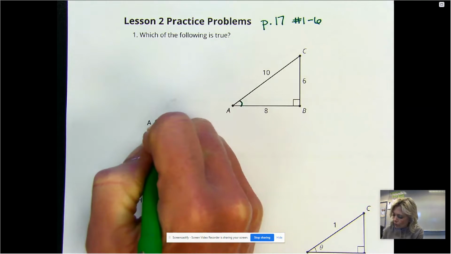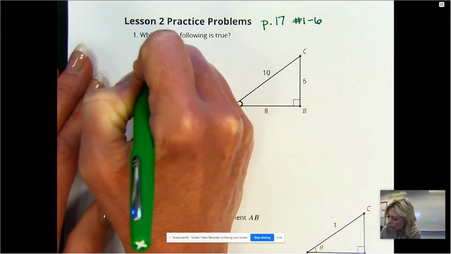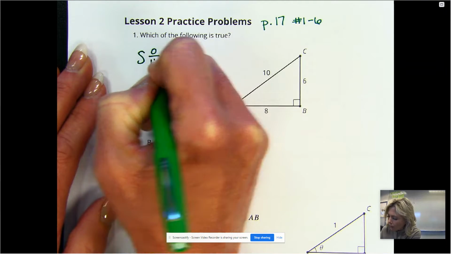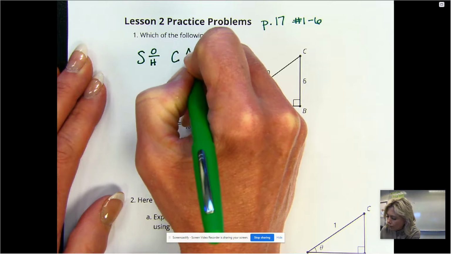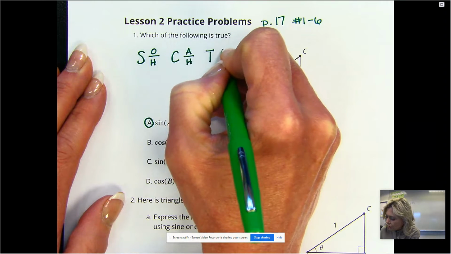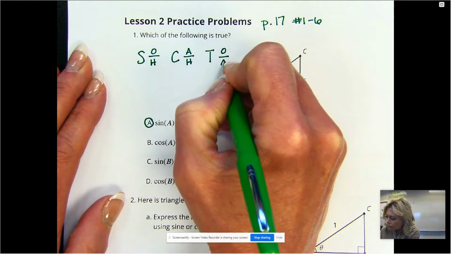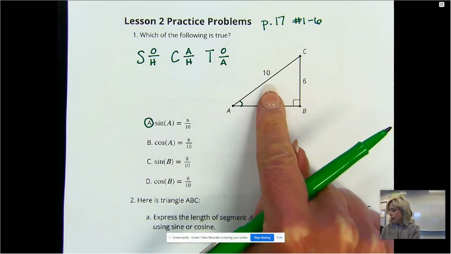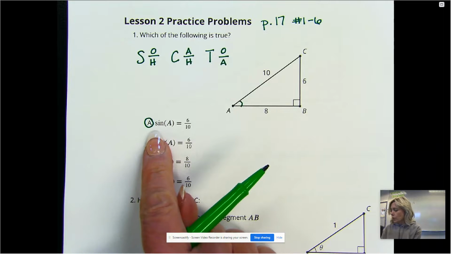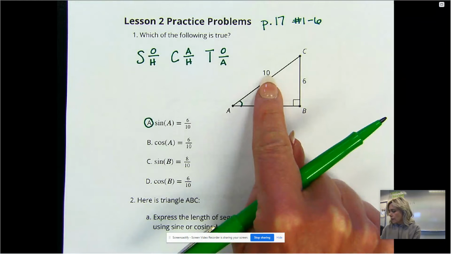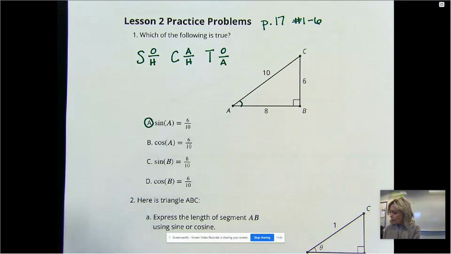So I think this is a true statement because remember that the sine of an angle is equal to the opposite leg over the hypotenuse. The cosine is equal to the adjacent leg over the hypotenuse. And the tangent is equal to the opposite leg over the adjacent leg. So for the angle A, opposite over hypotenuse is 6/10. So for sure, it's not the cosine of A. The cosine of A would be 8/10. All right. So this is the true statement there.